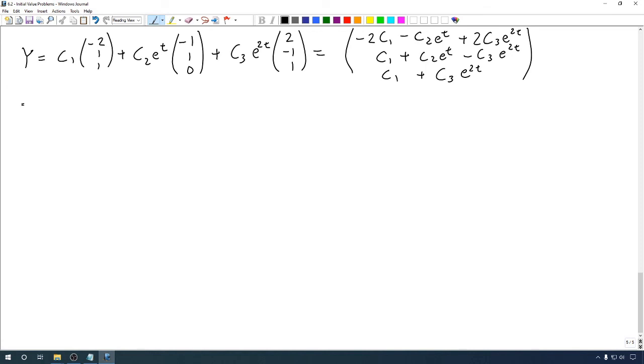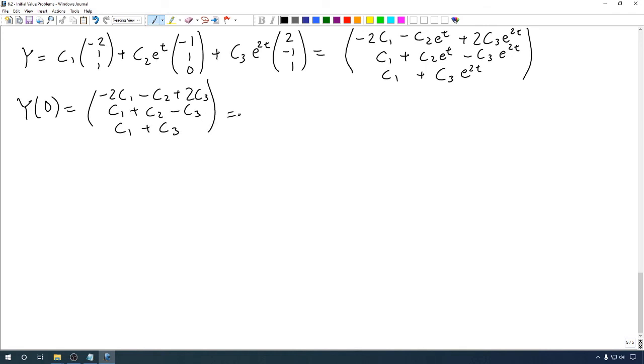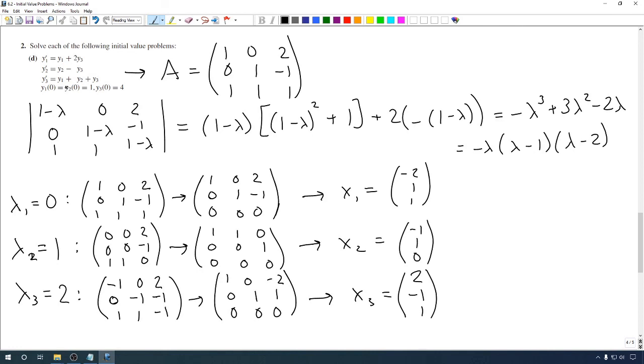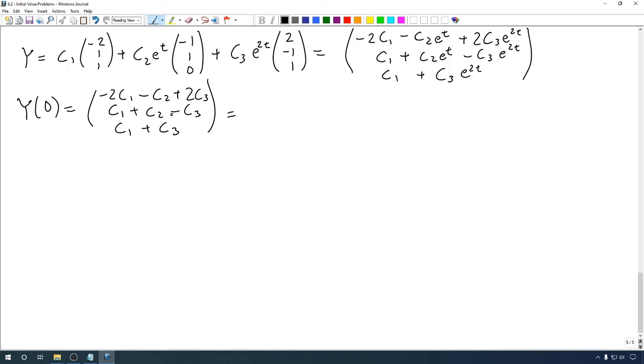What do we do now? Well, we go ahead and we use our initial condition. We're going to look at y of 0. We plug 0 in here, all the e to the t's become 1s, all the e to the 2t's become 1s. So we're left with negative 2c1 minus c2 plus 2c3. We have c1 plus c2 minus c3, and a c1 plus c3. But remember, that's supposed to equal, here, y1 and y2 are both 1, and y3 is 4. So this is supposed to equal 1, 1, 4.